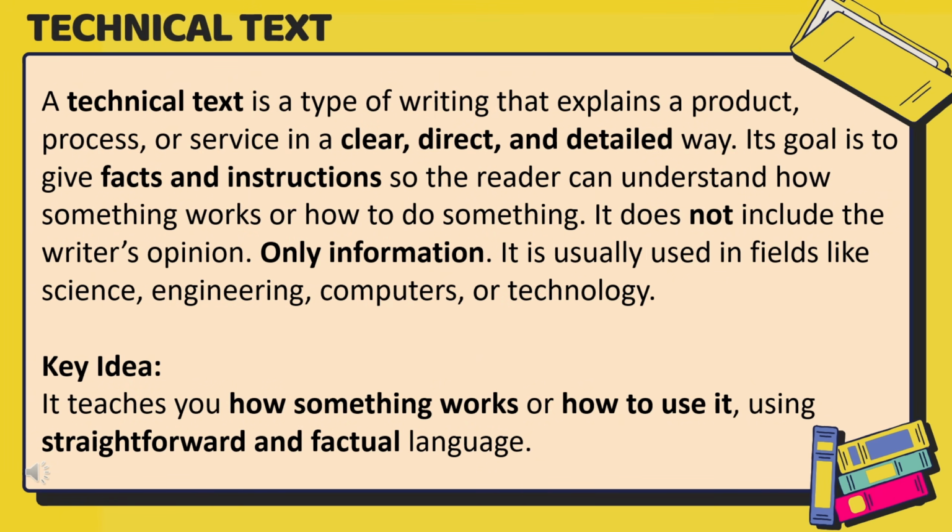A technical text is a type of writing that explains a product, process, or service in a clear, direct, and detailed way. Its goal is to give facts and instructions so the reader can understand how something works or how to do something. It does not include the writer's opinion, only information. It is usually used in fields like science, engineering, computers, or technology. Key idea: it teaches you how something works or how to use it using straightforward and factual language.